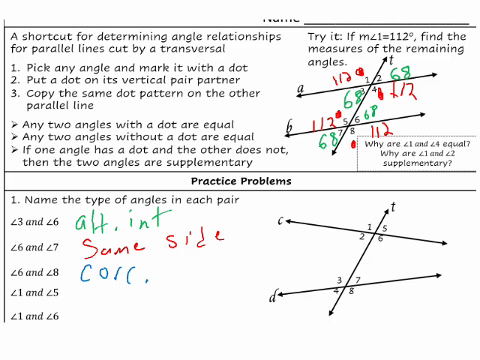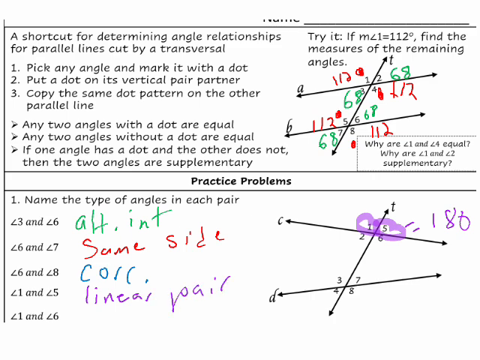Let's look at 1 and 5. 1 and 5 are right next to each other. So we've got 1 and we've got 5, and these angles create a line. They're called a linear pair because they form a line. Angles that are a linear pair will equal 180. If we add those two angles together, they equal 180, so we call them a linear pair. So 1 and 5 are a linear pair.